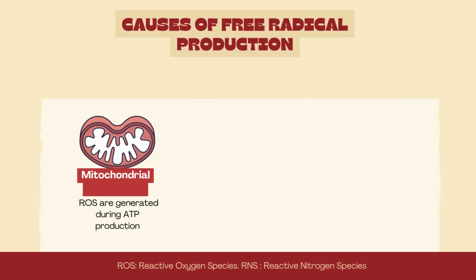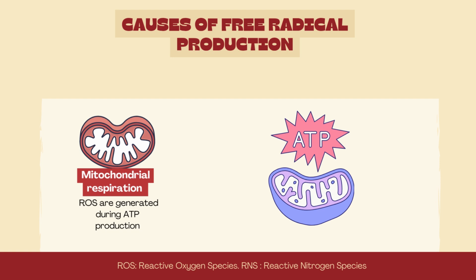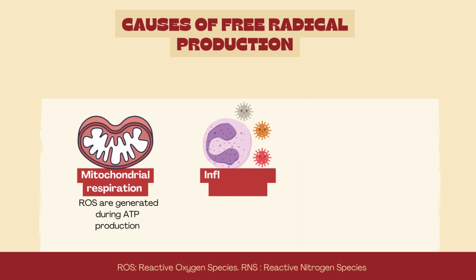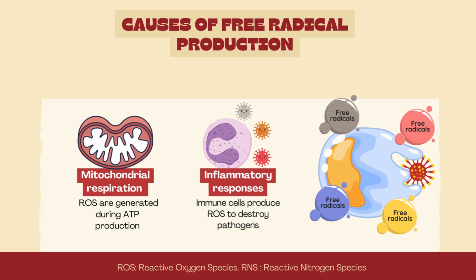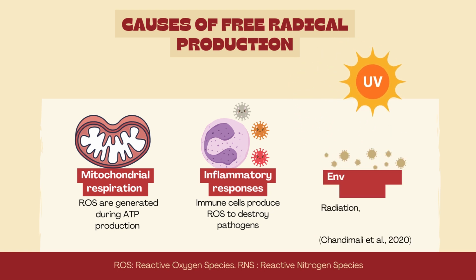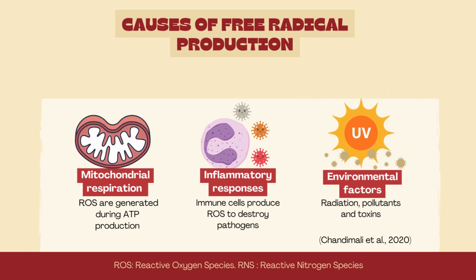Next, the causes of free radical production include: 1. Mitochondrial respiration, reactive oxygen species, ROS. A type of free radicals are produced during cellular respiration. Number 2, inflammatory responses. During inflammation, activated immune cells such as neutrophils will produce large amounts of ROS and RNS to combat pathogens. Lastly, environmental factors also contribute to production of free radicals significantly. For example, UV radiation, pollutants, and toxins from cigarette smoke.